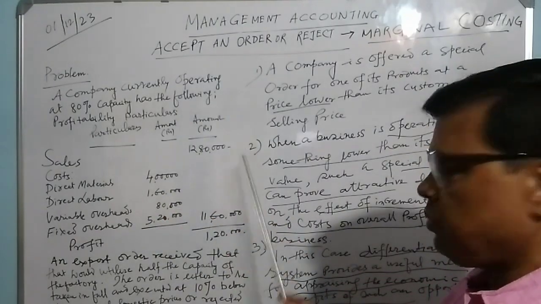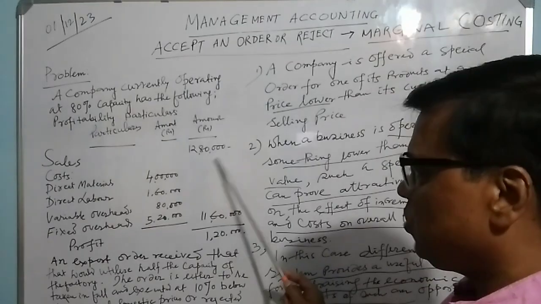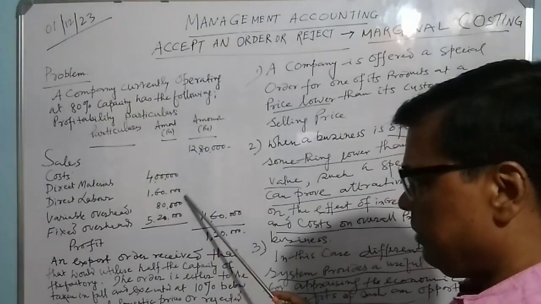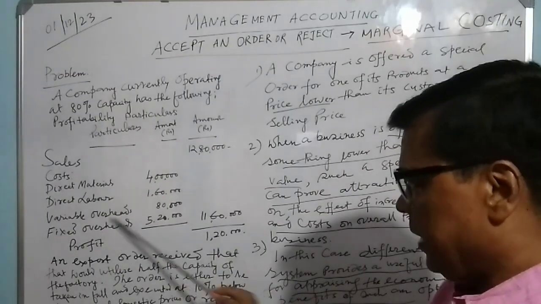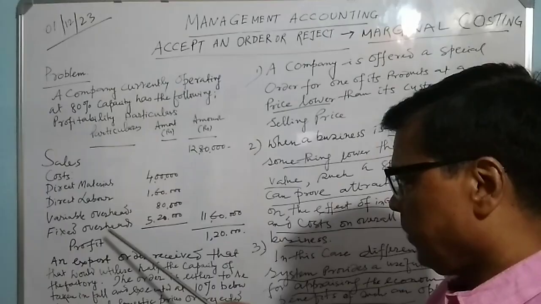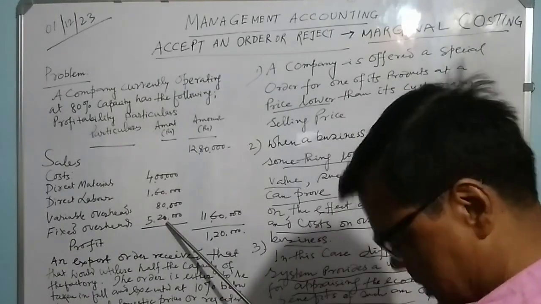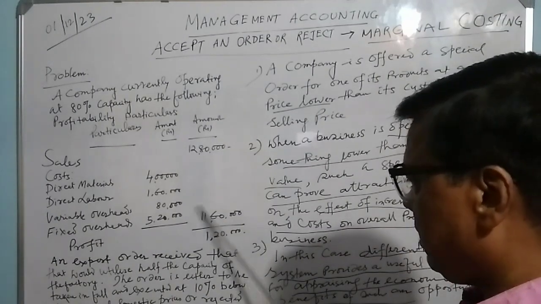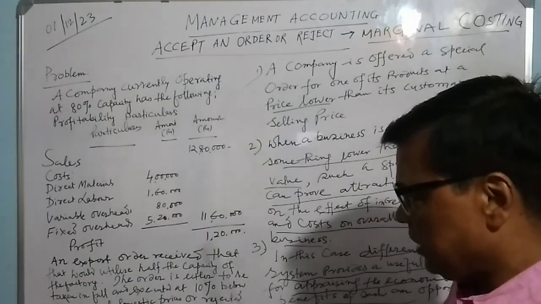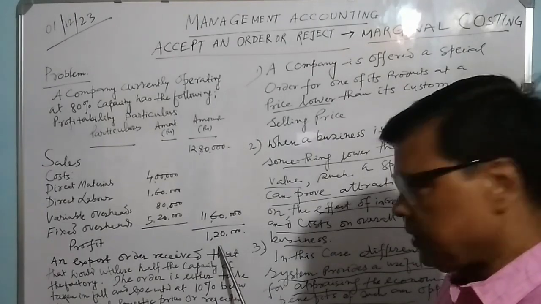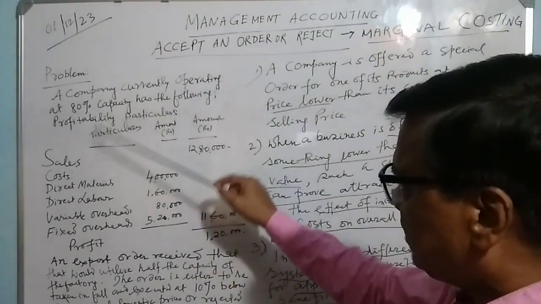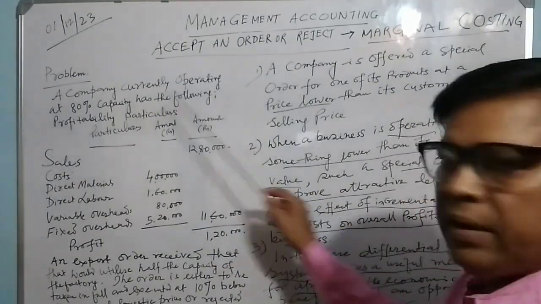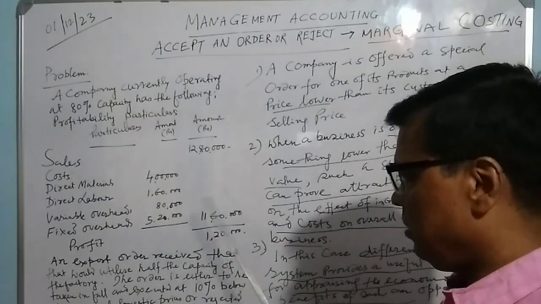Profitability particulars are as follows. Sales is 12,80,000. Direct materials is 4 lakhs. Direct labor is 1,60,000. Variable overhead 80,000. Fixed overhead 5,20,000. Total cost comes to 11,60,000. Profit is 1,20,000. This is your present situation in your domestic supply, within the country.